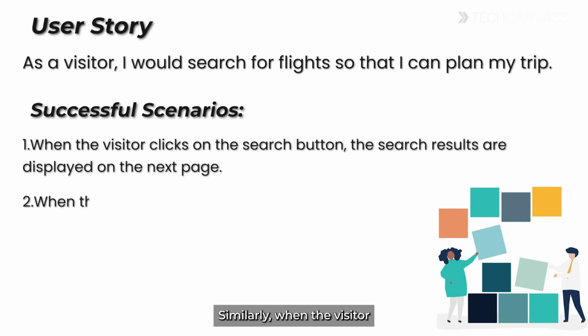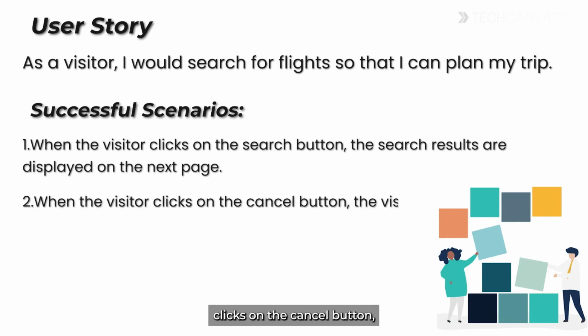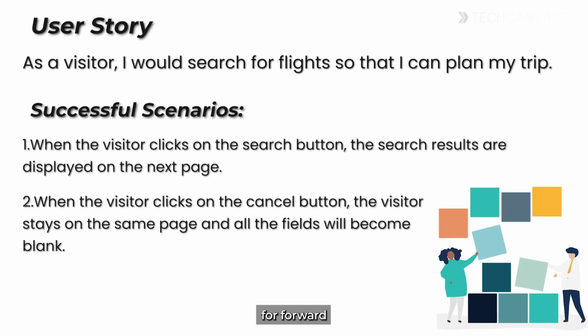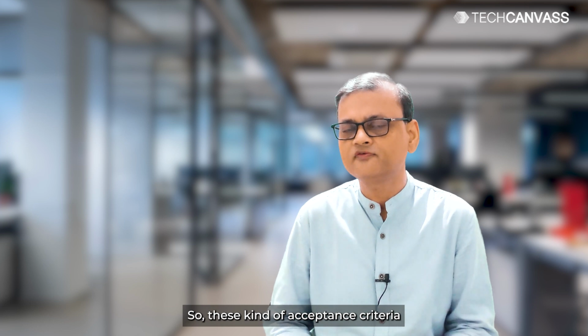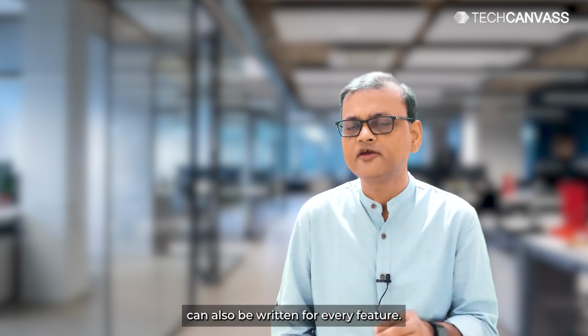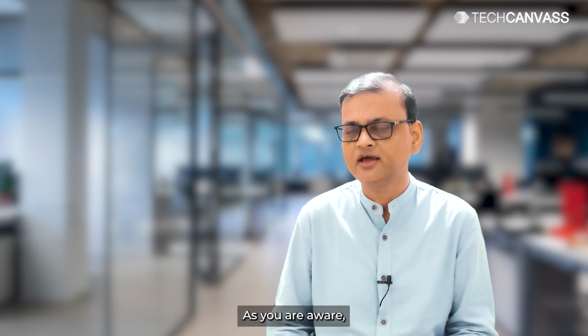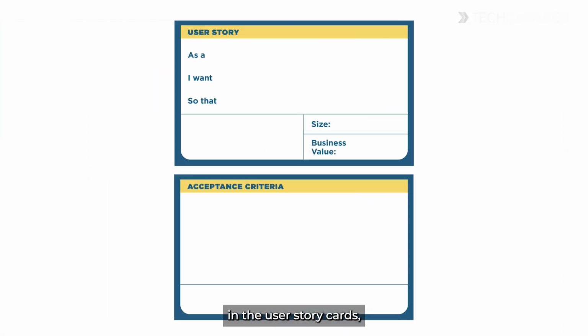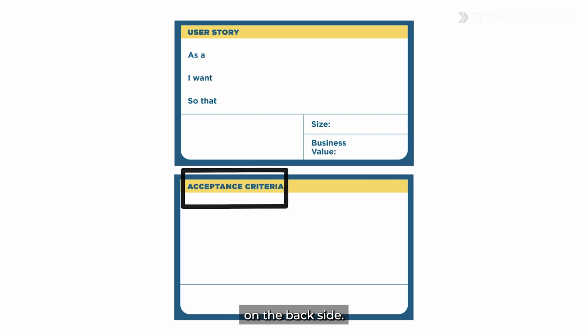Similarly, when the visitor clicks on the cancel button, the search does not proceed forward and the fields get cleared. So these kinds of acceptance criteria can also be written for every feature. As you are aware, in the user story cards, these acceptance criteria are mentioned on the back side.